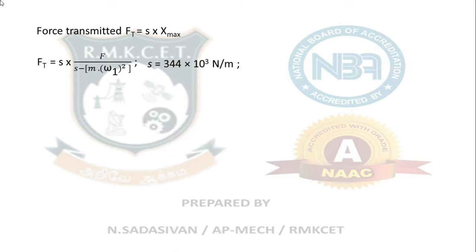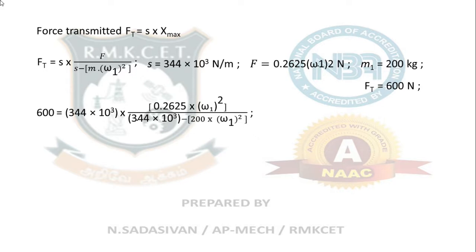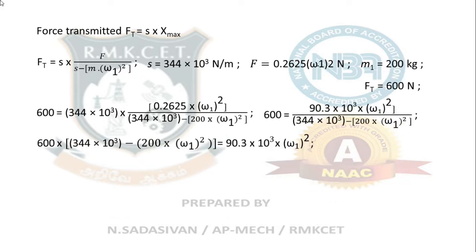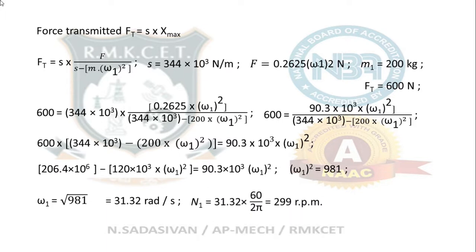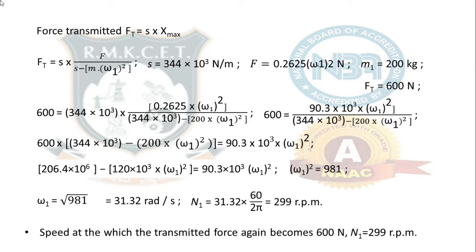So what is unknown here? Omega 1 is unknown. The stiffness value is known. Ft is 600 Newton. Put all the numbers in and solve for omega 1. Rearrange, cross multiply, manipulate everything, and you will get omega 1 equal to 31.32 radians per second. Convert that into RPM, it is 299 RPM. It is a very low speed. Initially at 800 RPM I had 600 Newton force exerted, and again at 299 RPM I am getting 600 Newton force. The speed at which the transmitted force again becomes 600 Newton is 299 RPM.